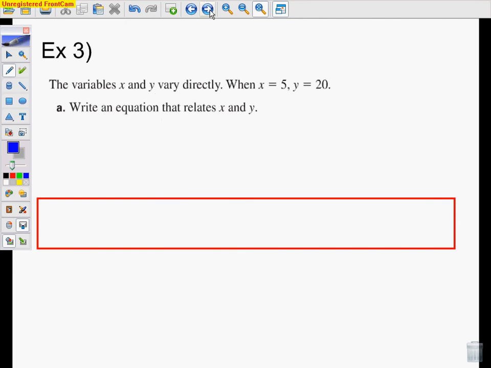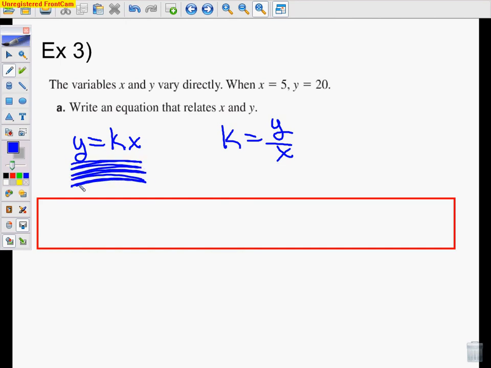All right. Now, the variables x and y vary directly. When x equals 5, y equals 20. This says write an equation that relates x and y. Your formulas that I gave you were y equals kx and k equals y over x. Now, you're going to be using these two formulas. This is your main formula. The only thing that I really want when I ask you to write an equation is you having this in the form y equals kx. You just need to find out what k is and then plug it in. Plug it into this formula. This is the main one.